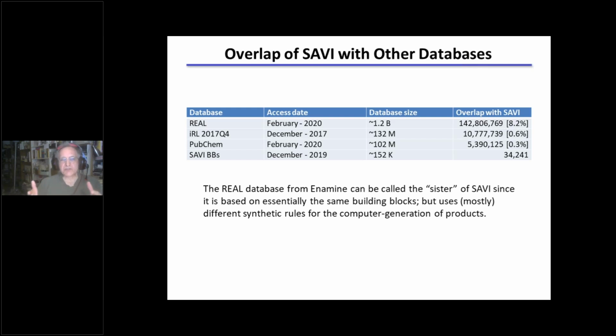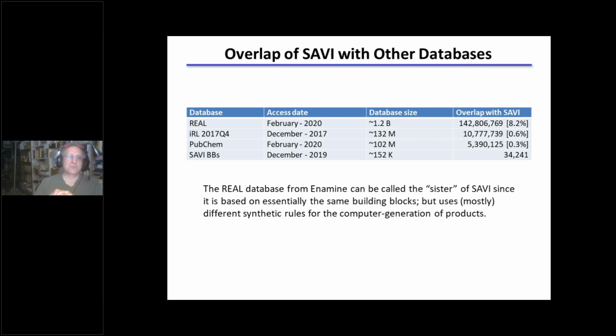And it also shows you that we're generating reasonable molecules and not something bizarre, because the assumption is that Enamine with REAL has generated reasonable molecules, not bizarre stuff, right? At the same time, more than 90% is not in REAL. Okay, so there's a lot of novelty in the SAVI set.